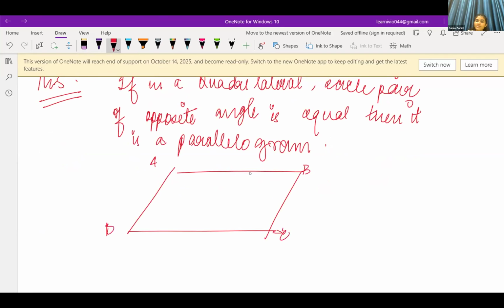What is given to you in the question? This angle is equal to this angle. What is given? Angle A is equal to angle C and angle B is equal to angle D. Tell me, children, do you understand this? Yes, ma'am.